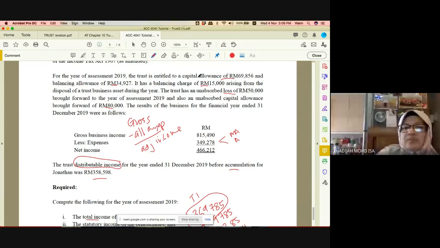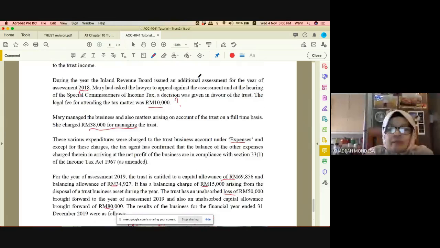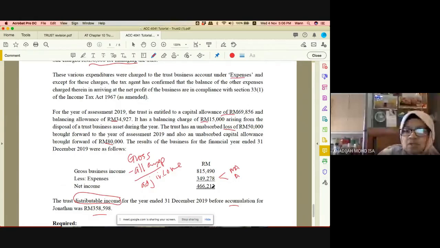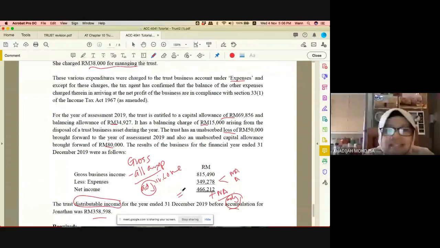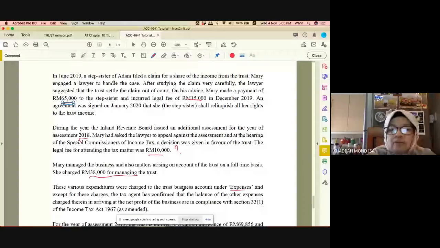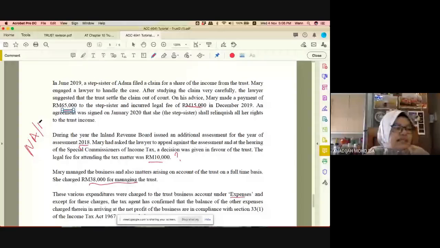Or the other way is that, for the given net income, whatever you have here, plus your non-allowable expense, then you get to your adjusted income. Adjusted income from this way and from the other way should be the same. So you have to decide whether these expenses are allowable or non-allowable. So this one, is it allowable or non-allowable? Any idea?